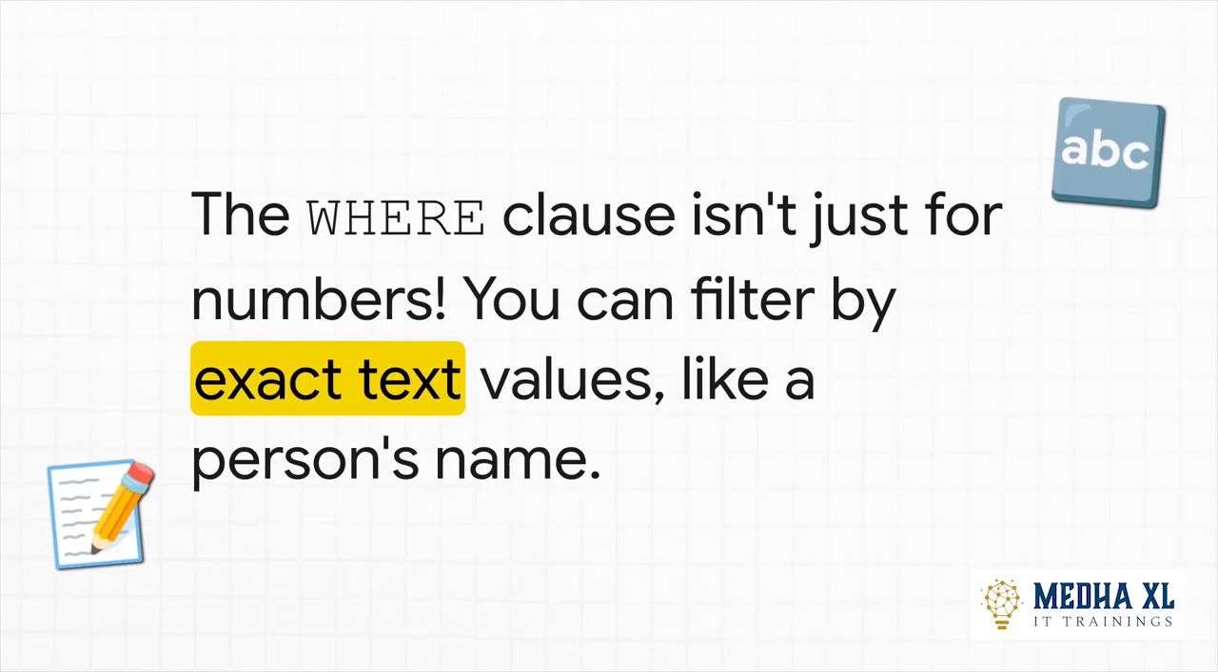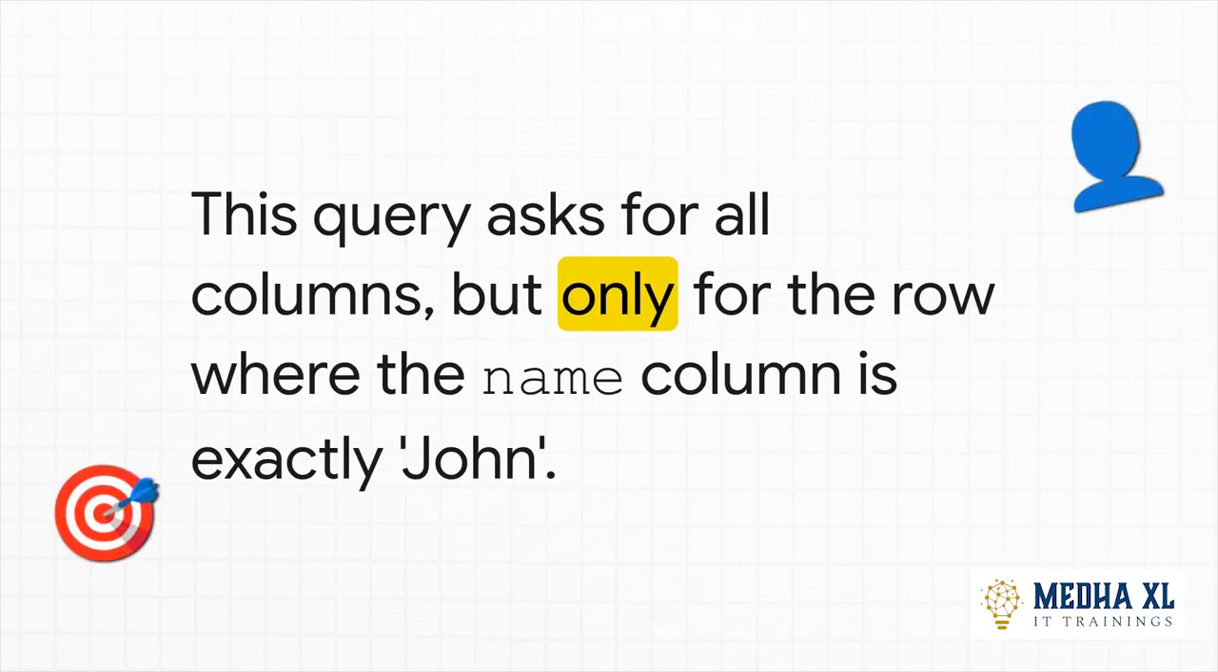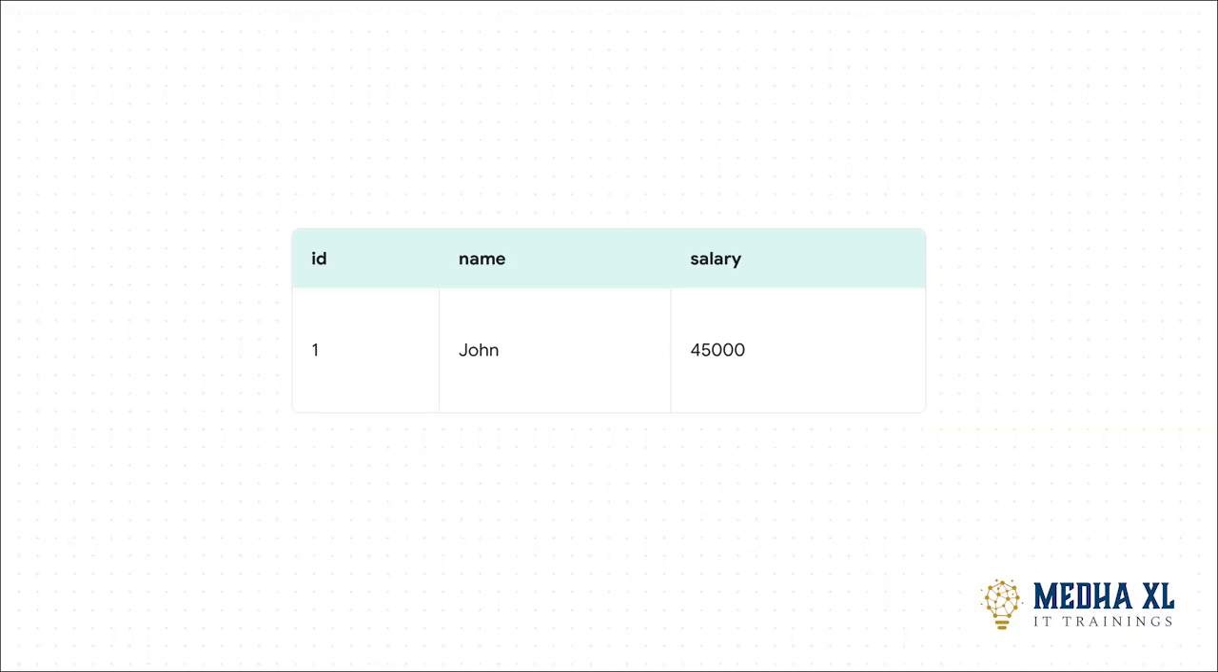But WHERE isn't just for numbers. I mean, its real power is that it can filter by almost anything, including finding exact text matches. Like looking up a person by their actual name. So this query is asking for all columns, but only from the row where the name column is an exact match for the name John. And hey, notice those single quotes around John? That's super important. That's how you tell the database, hey, I'm searching for a piece of text here. And there you have it, a single perfect match. This is exactly how you can pinpoint one specific person in a database that might have millions of entries, all with one simple, clear command.